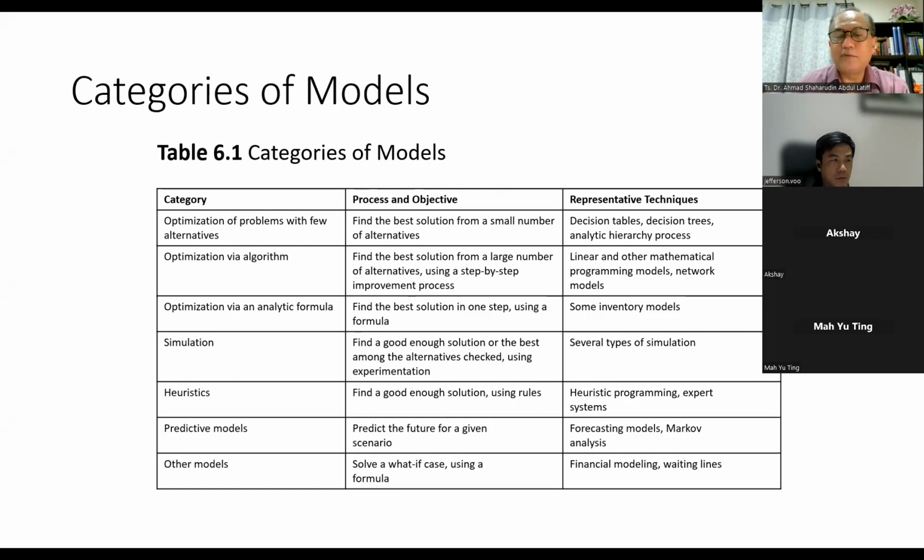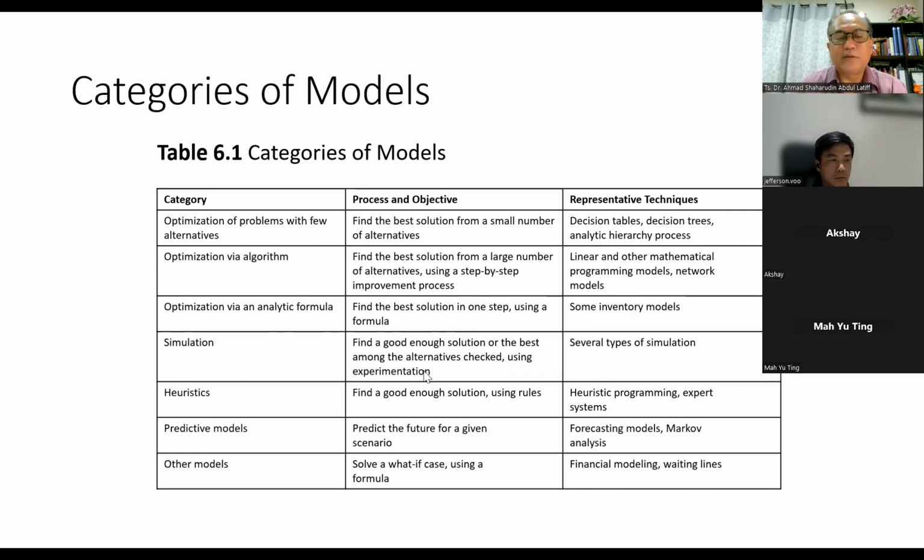We can do optimization via algorithm. What is an algorithm? An algorithm is step-by-step, how you do things. We optimize by having an algorithm, so we can do a step-by-step improvement process. Yeah, algorithm means step-by-step. It can be a linear or mathematical programming model. And then optimization via analytic formula. We have EOQ, for example. So you have a formula in economic ordering quantity or break even. Yeah, so there is an analytic formula.